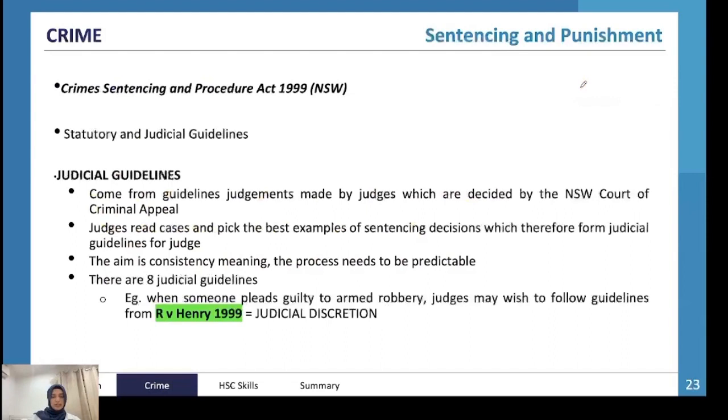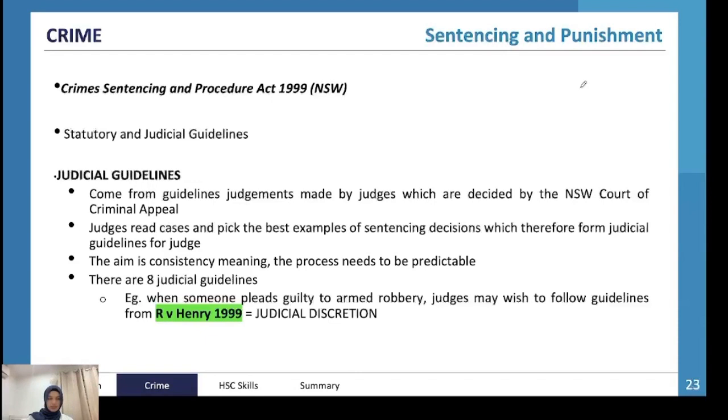All right, now let's move on to sentencing and punishment and go through some of the concepts there. The Crimes Sentencing and Procedure Act 1999 is New South Wales-based legislation and applies across the state. So there are two things to consider: statutory and judicial guidelines. So what are judicial guidelines? These come from guideline judgments previously made by judges that are decided in the Criminal Court of Appeal in New South Wales.